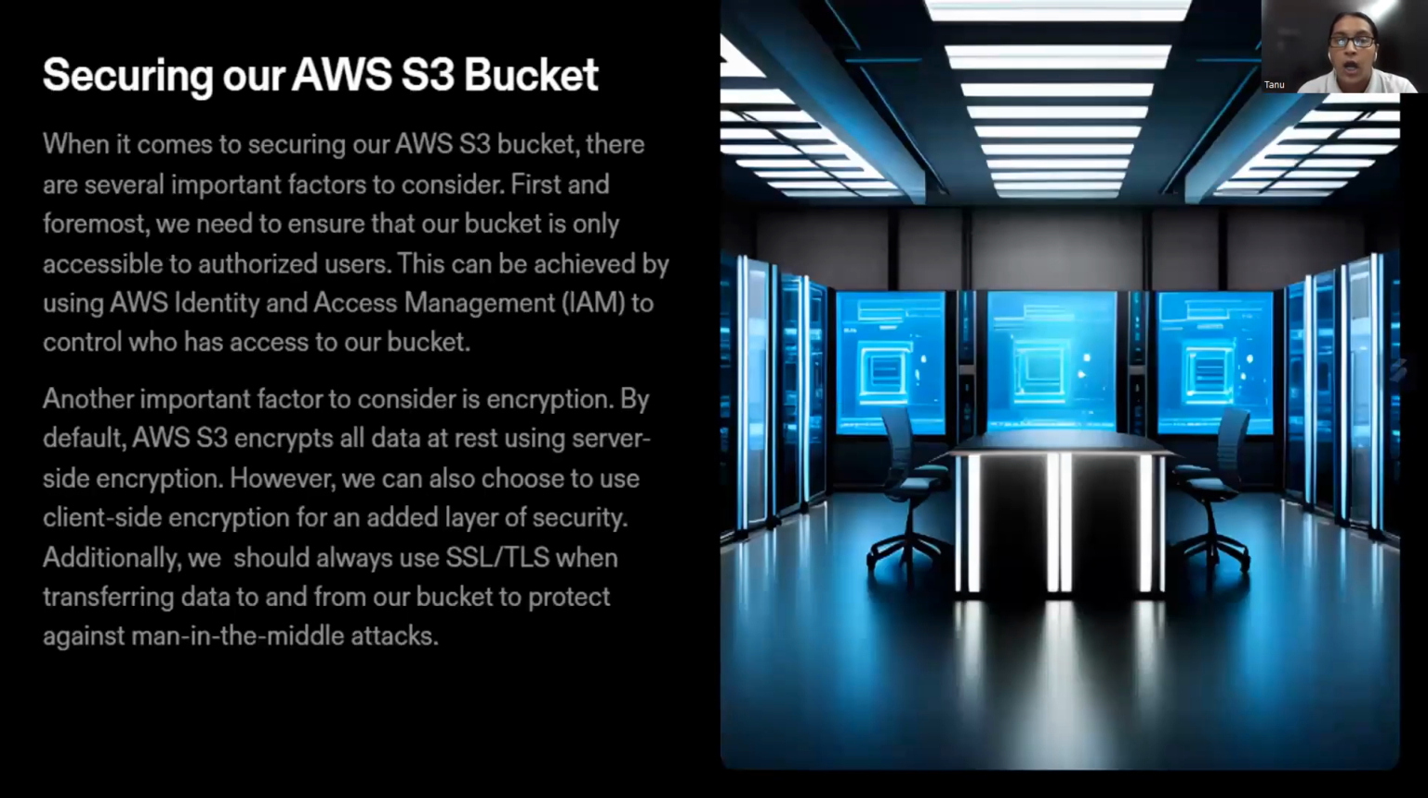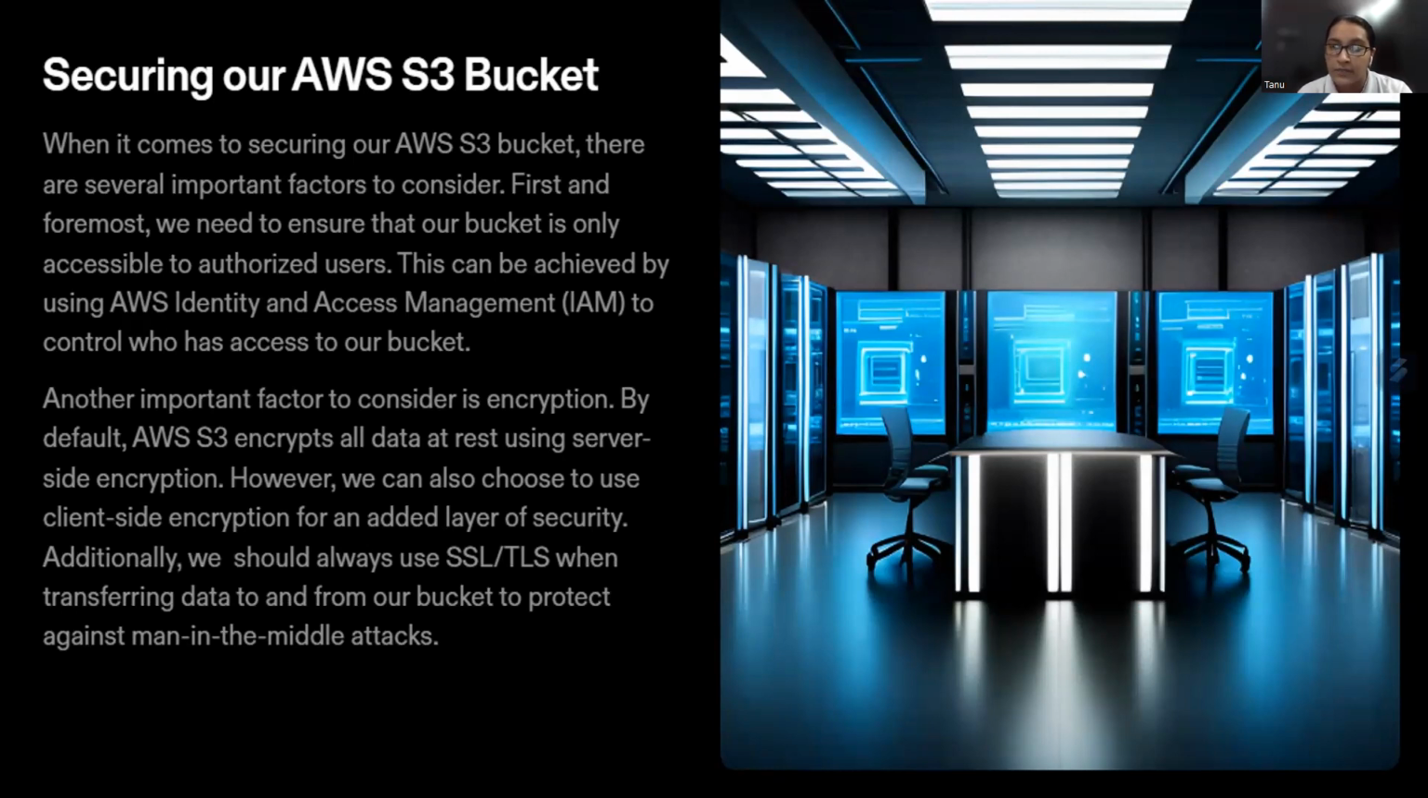So now, how to secure our AWS S3 bucket. When it comes to securing our AWS S3 bucket, there are several important factors to consider. First and foremost, we need to ensure that our bucket is only accessible to authorized users. This can be achieved by using AWS Identity and Access Management (IAM) to control who has access to our bucket, and bucket policies. Another important factor to consider is encryption.